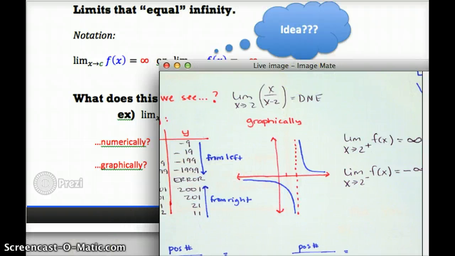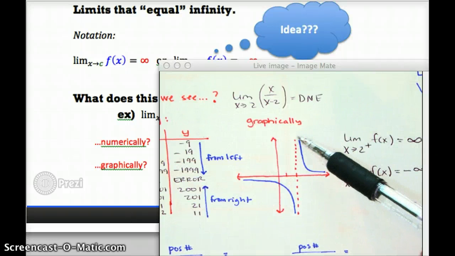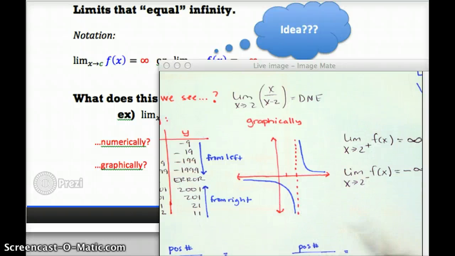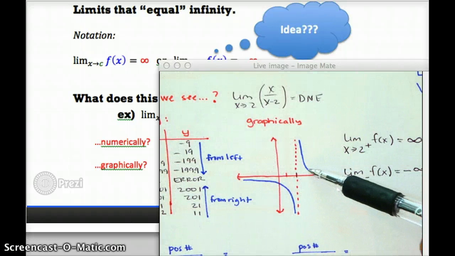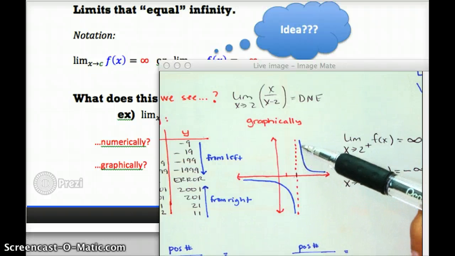We could also get these results looking at the graph. Using the graph, you'll notice this is just a normal rational function. It's got a vertical asymptote, and this vertical asymptote is at positive 2. If I try to approach positive 2 from the right-hand side, I trace my function and I observe what's happening to the y values.